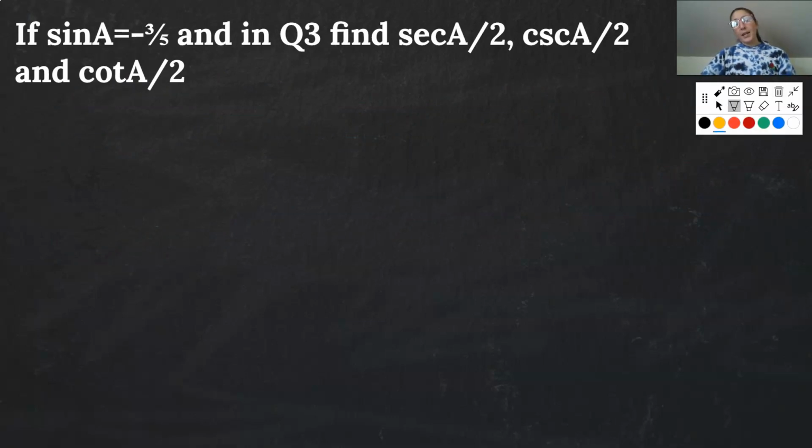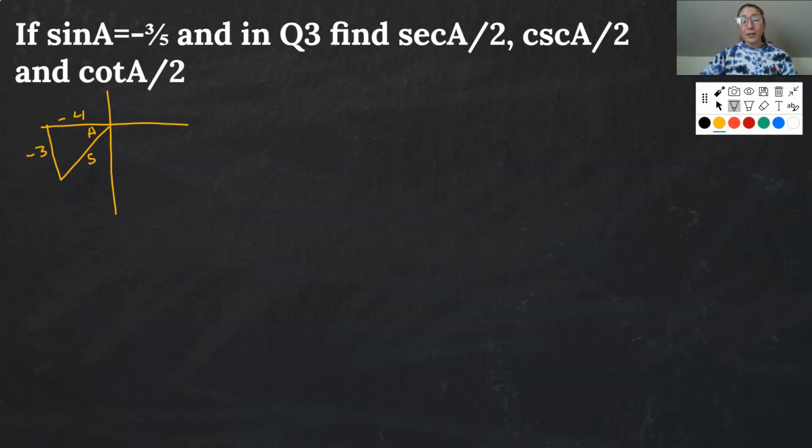So this is kind of like example 1, except for I'm finding our other 3 trig functions. Sine of A is negative 3/5, and we're in quadrant 3. Quadrant 3, throw my triangle down there. There's my A. Negative 3/5, sine, opposite over hypotenuse. Negative 3 over 5, opposite over hypotenuse. Once again, we've seen this before. This is a 3, 4, 5 triangle.